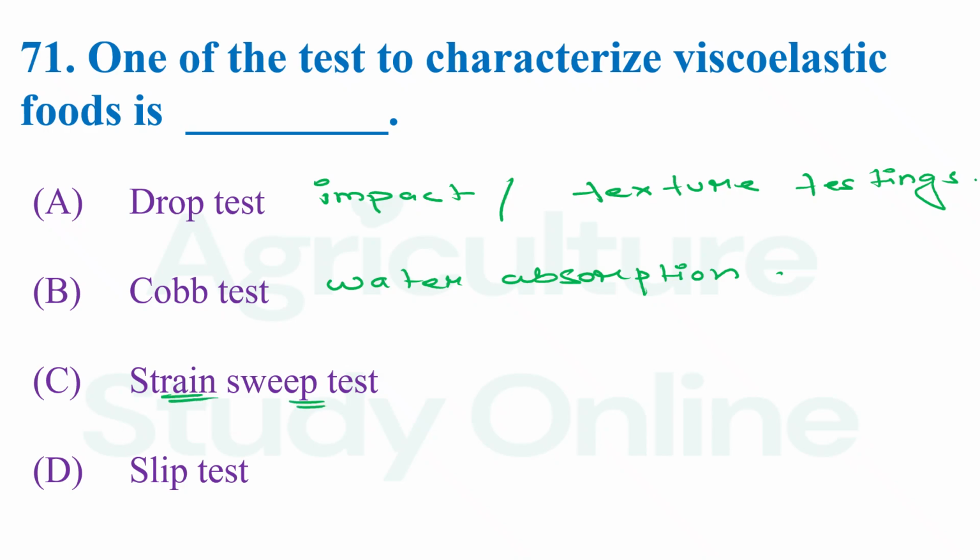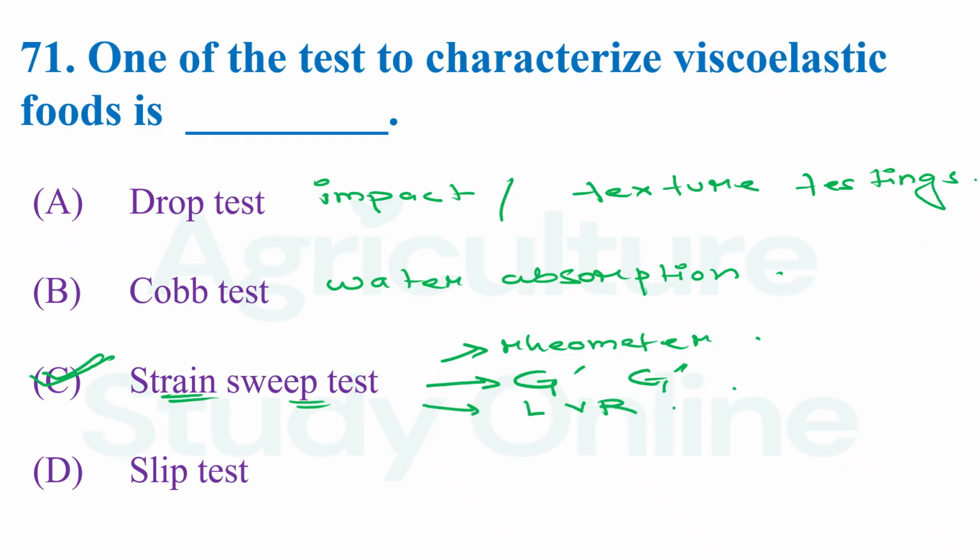Strain sweep test is the correct option over here, since it is used in a rheometer. It measures the viscoelastic behavior, that is G prime and G double prime, the storage modulus and loss modulus. It determines the linear viscoelastic region, that is the LVR region, and it is a standard for gels, doughs or emulsions. Slip tests are related to flow or slip at the surface. So the correct option is C, that is strain sweep test.